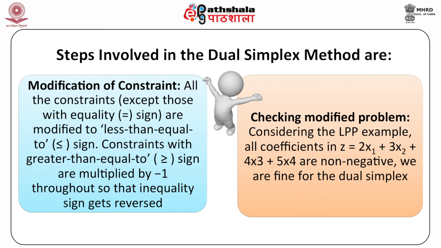Step 2, checking the modified problem. The modified problem, as in step 1, is expressed in the form of a simplex tableau. If all the cost coefficients are positive, that is, the optimality condition is satisfied, and one or more basic variables have negative values, that is, a non-feasible solution, then the dual simplex method is applicable. Considering the LPP example, all coefficients in z equals 2x1 plus 3x2 plus 4x3 plus 5x4 are non-negative. We are fine for the dual simplex.